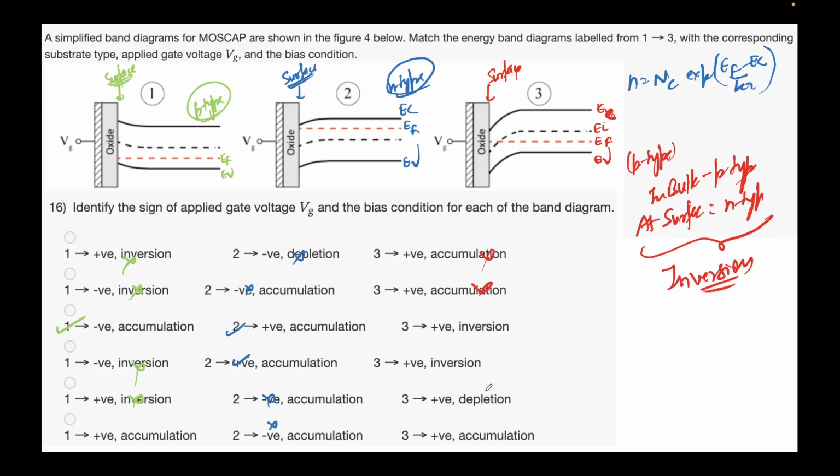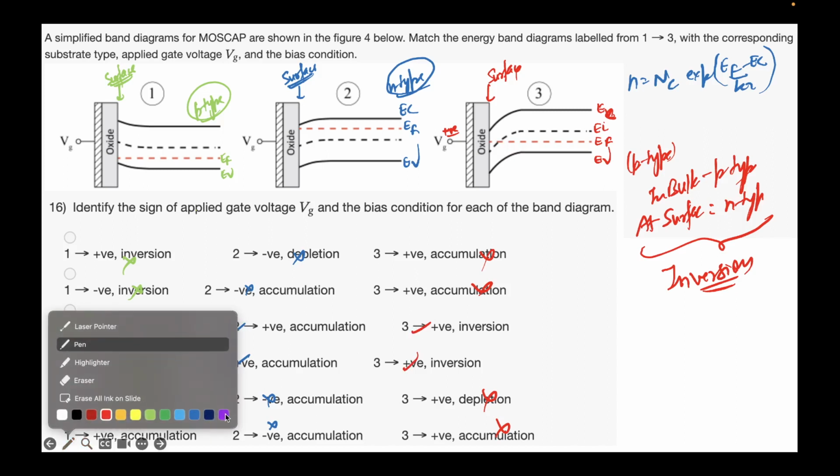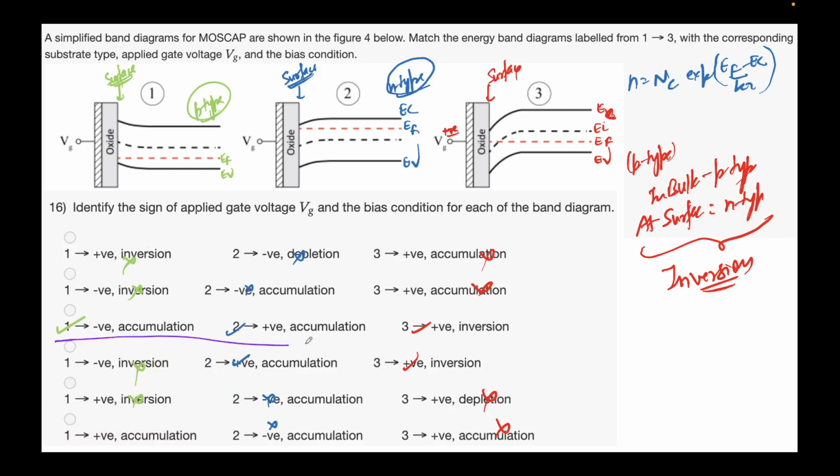When will the inversion happen? For inversion to happen, depletion has to happen first, right? And when will a p-type substrate deplete? When you apply a positive potential. If you apply positive potential here, it will repel the holes, causing depletion. If you keep on increasing this positive bias, you will see the depletion stage will vanish and it will start inverting near the surface. So option 3 will be your correct answer because it has this one.